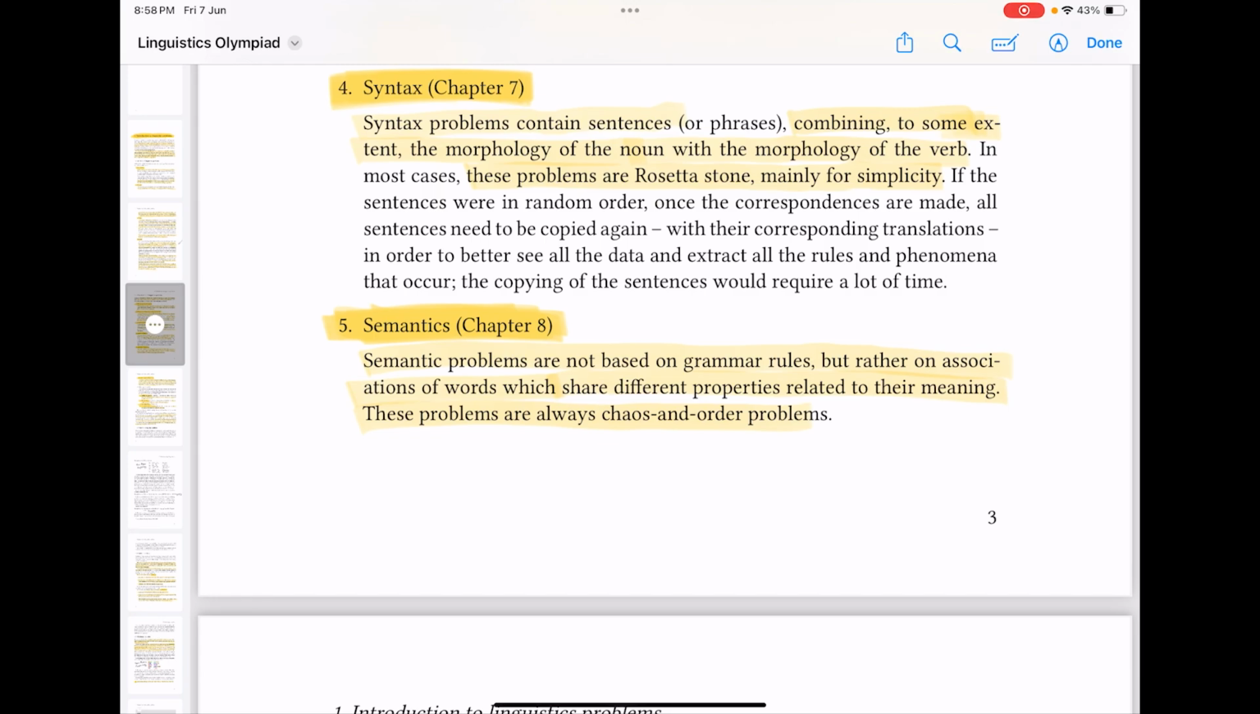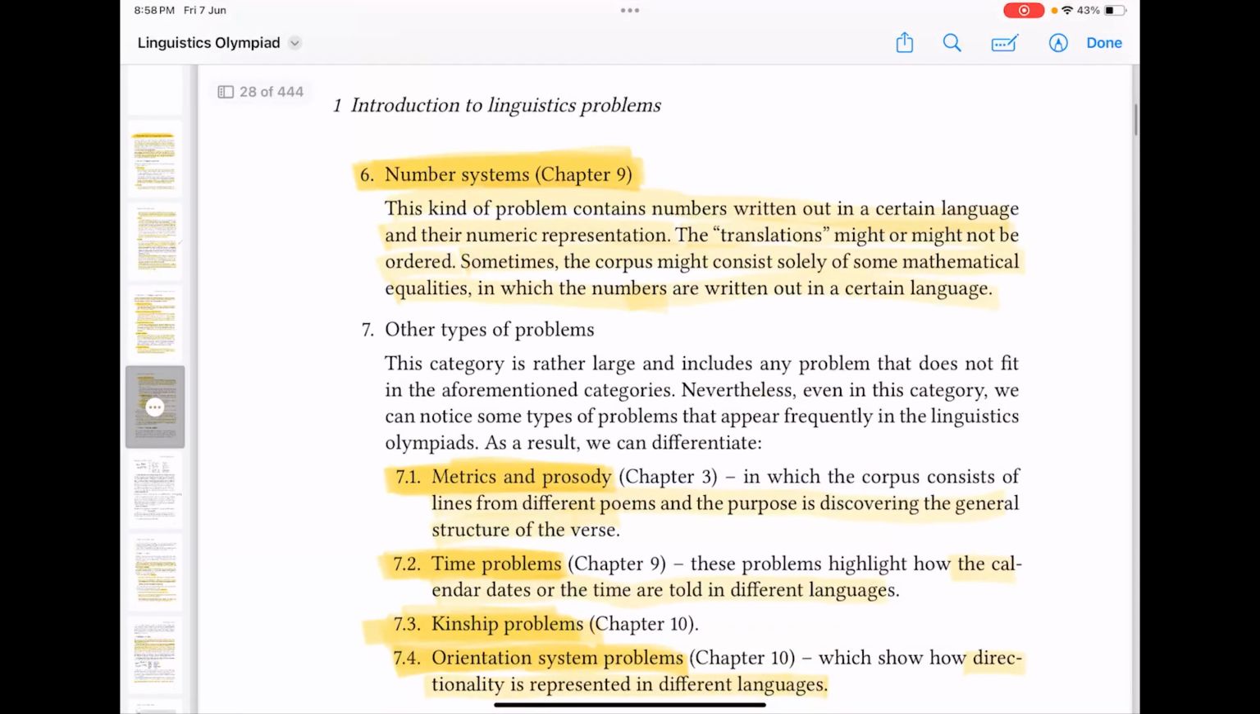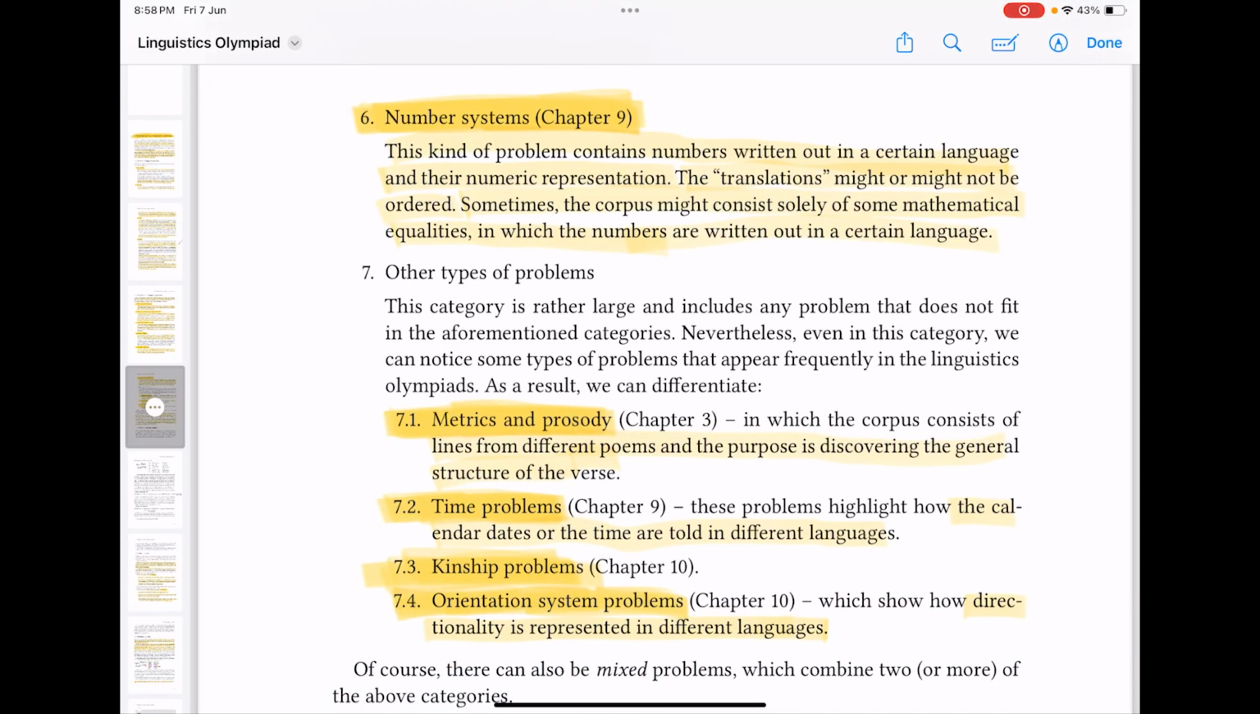These are the poster boys for linguistic Olympiads. These are the most common type of problems you have to face, so you must be good at solving these. Then there's semantics. It's all about meanings, the most bizarre meanings you can find. These are not about grammatical rules. You have to find the bizarrest meanings, match them, and then usually find other meanings using the bizarre translations you found.